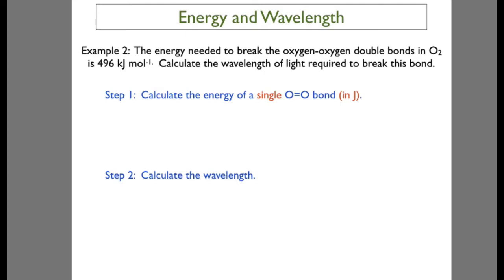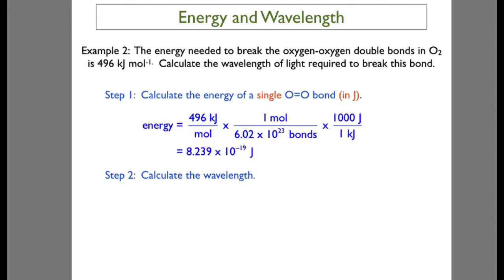Example 2. The energy needed to break the oxygen-oxygen double bonds in O2 is 496 kilojoules per mole. Calculate the wavelength of light required to break this bond. Well, the first thing we need to do is to calculate the energy of a single double bond in joules. So there'll be a few steps here. The first thing we need to do is, we know that 496 kilojoules is for 1 mole of bonds.